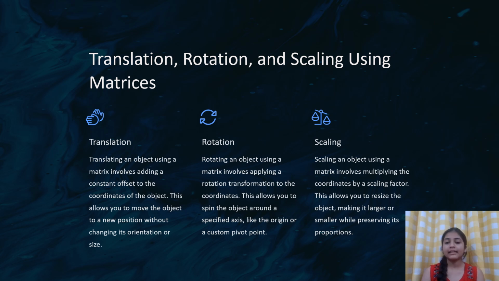Scaling. Scaling an object using a matrix involves multiplying the coordinates by a scaling factor. This allows you to resize the object, making it larger or smaller while preserving its properties.